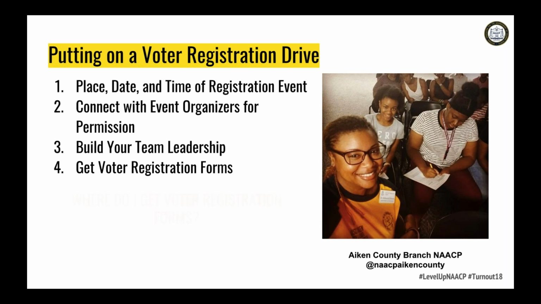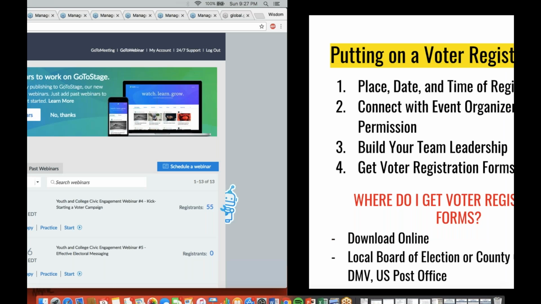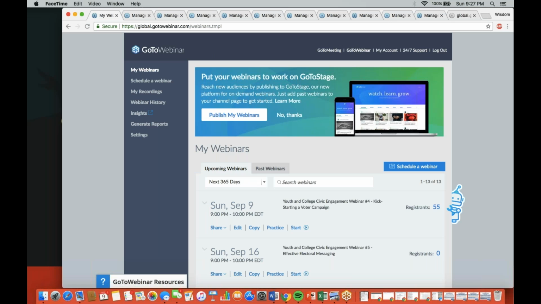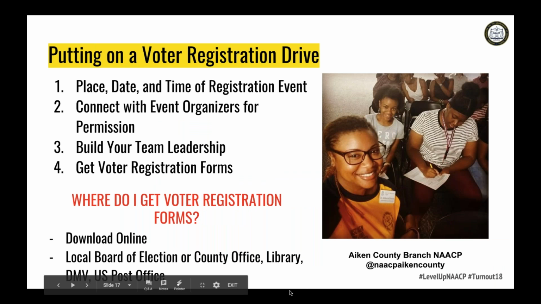A lot of times I get emails or DMs asking me, where do I get voter registration forms from, right? Really quickly, these are available online. You can download them online and you can look at your local boards of elections or county office or library, or you can even go to the DMV or the US post office to see if they have voter registration forms, and get those from your local board of elections. So these are places where you can get them. There are some universal ones, but you also want to make sure if there's one specifically for your county or for your state.